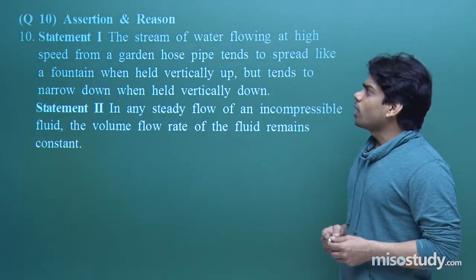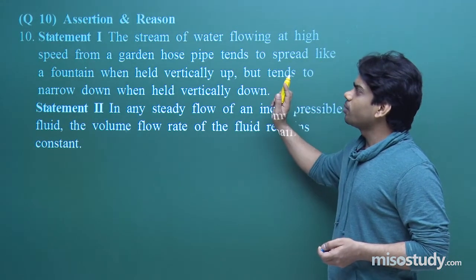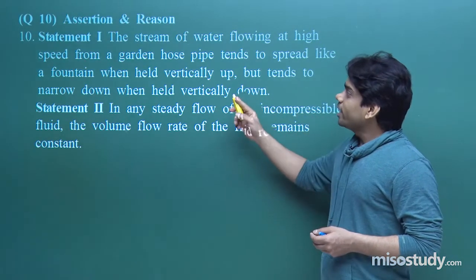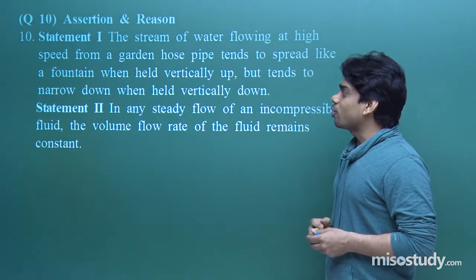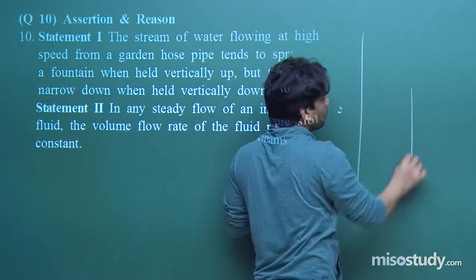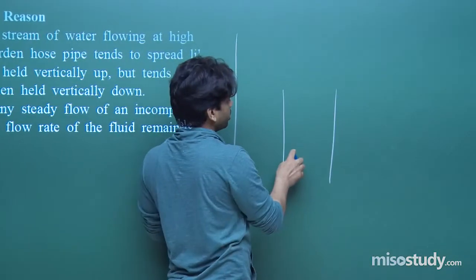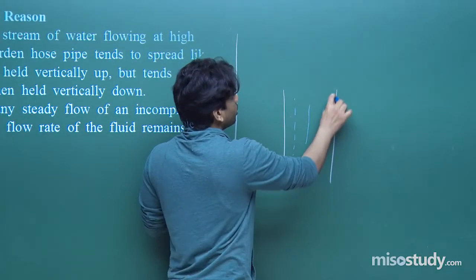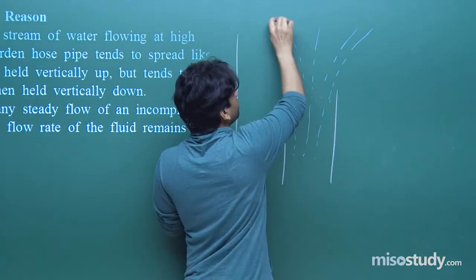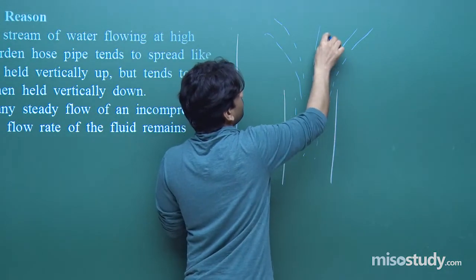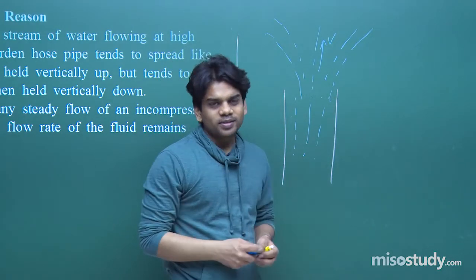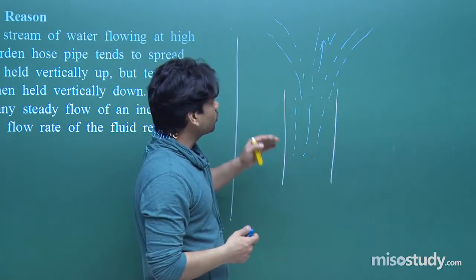Let's go ahead. Statement 1: the stream of water flowing at high speed from a garden hose pipe tends to spread like a fountain when held vertically up, but tends to narrow down when held vertically down. If I show the scenario, a pipe is there and a stream of water is coming out from here. It emerges in the form of a fountain. This is how its motion will be. It will come in this way. And that's true also, because you know why it happens.